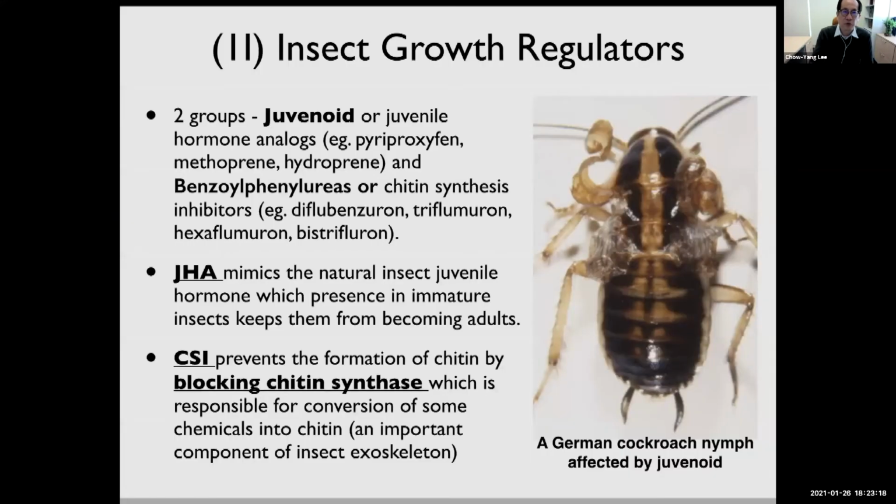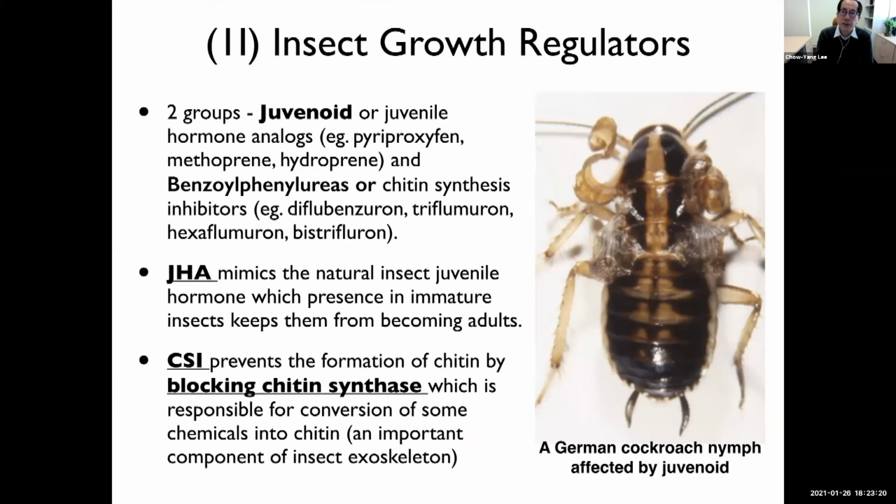But when you provide them with juvenile hormone, this keeps the immature stage from becoming an adult. When the level is such that it does not kill them right away, as they try to emerge to become adults, they will die at that stage.